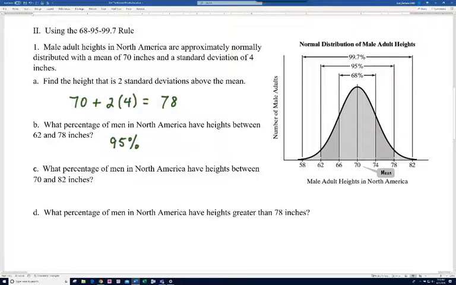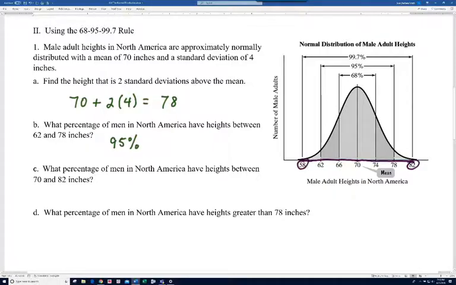On letter C, it says, what percentage of men in North America have heights between 70 and 82 inches? So that's from here to here. So 82 inches, that's 3 standard deviations above the mean. Now we can't directly get the answer here, but we know if we go 3 standard deviations below the mean, that between 58 and 82, that's within 3 standard deviations of the mean. And we know 99.7% of the data is there.